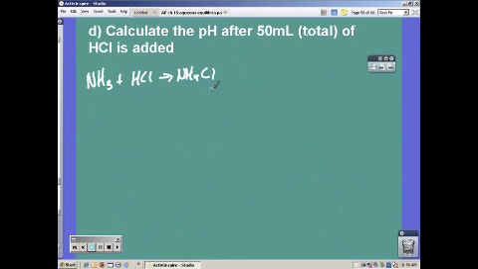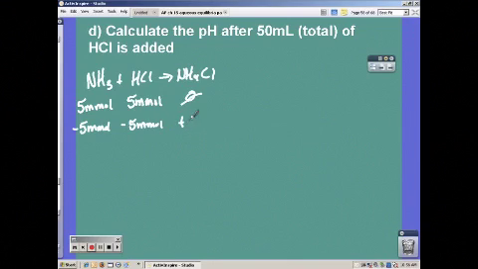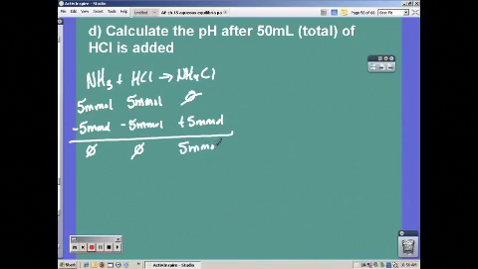Same equation that we've been using. This time though, we have 5 millimoles of ammonia and 5 millimoles of HCl. Make sure you know that this is the equivalence point. So at the equivalence point, we're only left with our weak acid. Some of that weak acid is going to break up, but we don't know how much, so we're going to have to do an ICE table, which means we need the molarity of our weak acid.